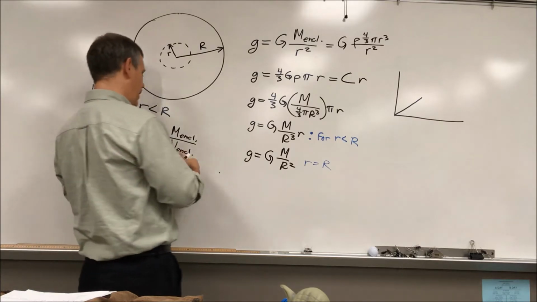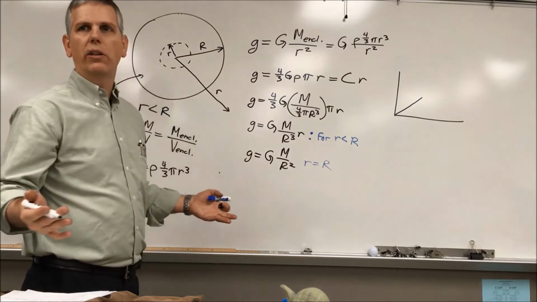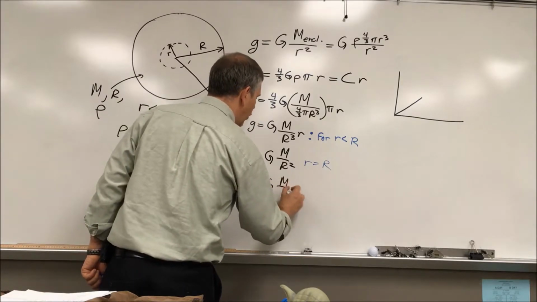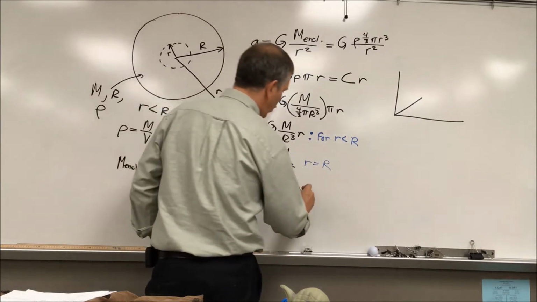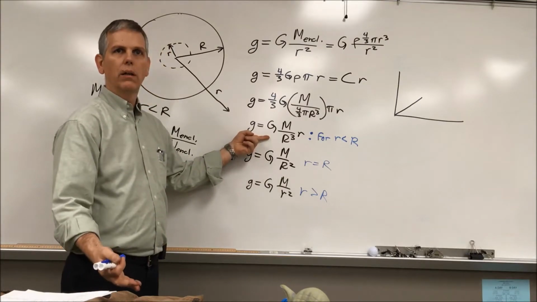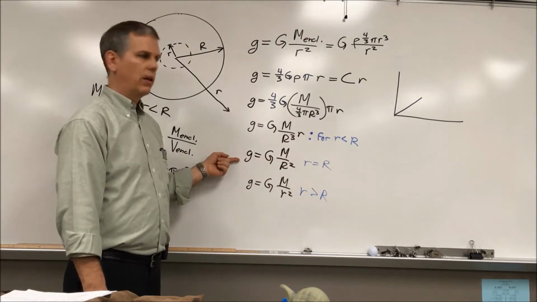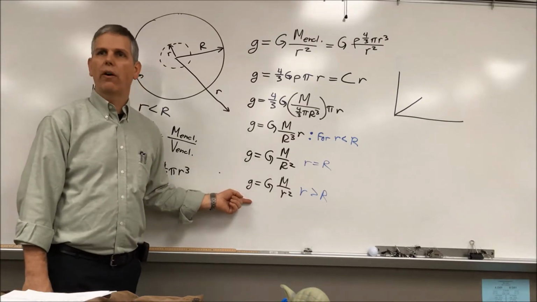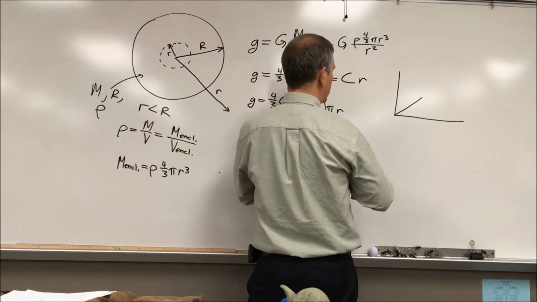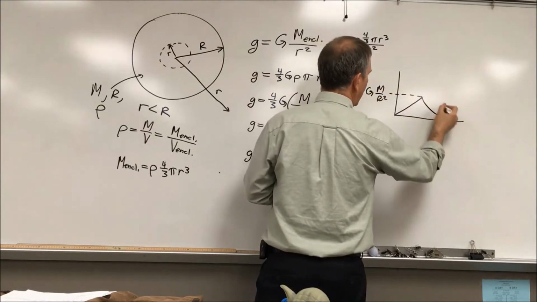But what about if I'm outside the planet, which means all of a sudden I'm out here and r is bigger than R. Isn't all of the mass still enclosed? So now g would equal big G, big M over little r squared, for r is greater than R. Now right here, would you agree that as r gets bigger, g is getting bigger? Because you've got more mass underneath you. There's the maximum gravity you're gonna have. And now it's gonna start decreasing as you get farther and farther away from the planet. Which would look like, there's my maximum right here. That would be big G M over R squared. And then it would decrease as 1 over r squared.